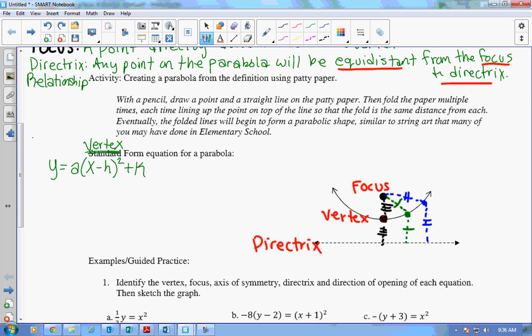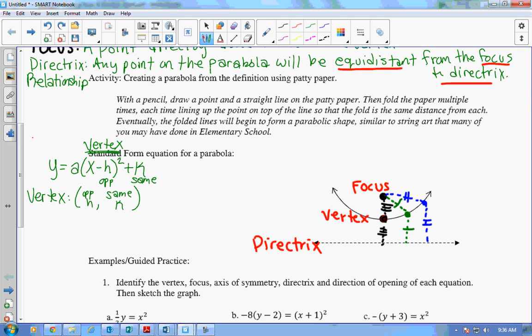That's called vertex form because you can see the vertex in the equation without even graphing. Because we do opposite, same. That would be the vertex. Opposite of h, comma, same of k. So the vertex is opposite of h, same k.